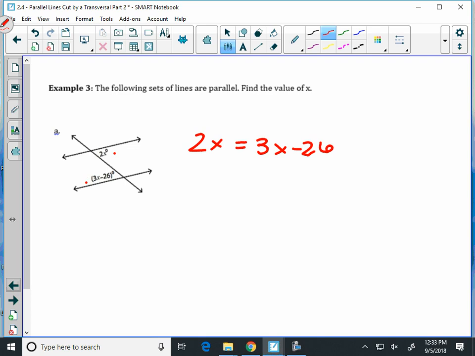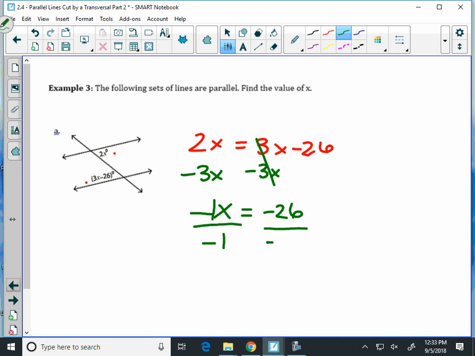And then solve. When we solve, this is a little different. You got to move the big number over. Can't move the little number over. We won't have anything on that side. Or you make more work for yourself. So we get negative x is equal to negative 26. What do we have to do to get rid of that negative? Divide, because technically it's a negative 1. 2 minus 3 is negative 1. And then negative 26 divided by negative 1 is positive 26. We all know how to solve.